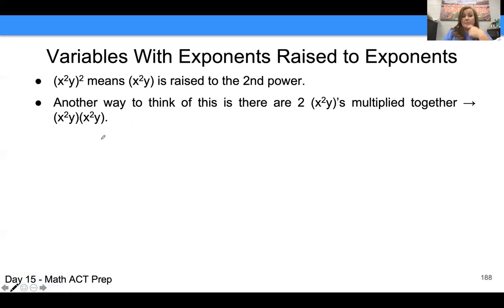And this is the biggest mistake students make: when they're supposed to add, they multiply. So that means we take this, and it's kind of like the distributive property. We're going to distribute this exponent through each term. X squared is going to give me x to the 4th, y to the 1st squared is going to give me y squared.